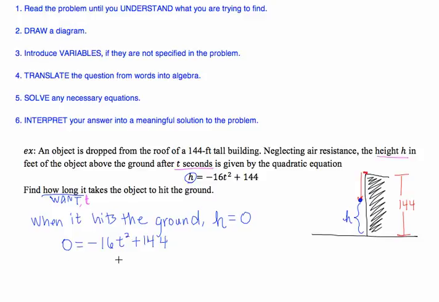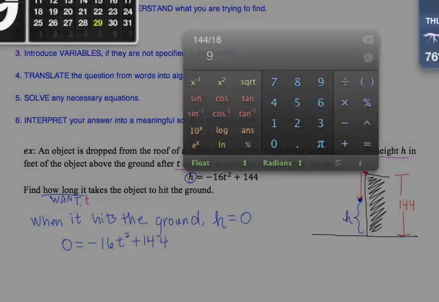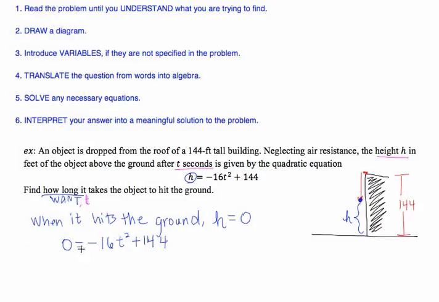Let's solve. Let's see. Is 144 divisible by 16? So let's check on the calculator. 144 divided by 16 is 9. So that does factor out. So we can factor out a negative 16, and we're left with t squared minus 9. So that actually factors further.